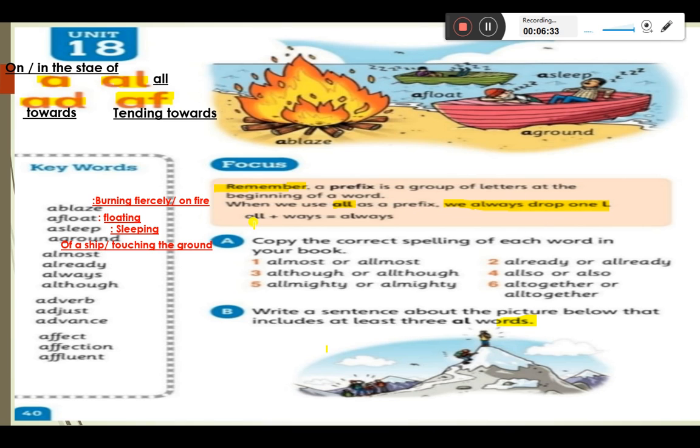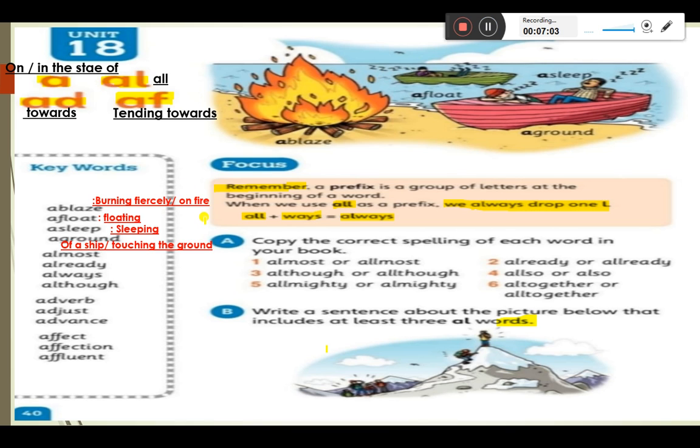So here we have an example for this. We have all plus ways. So when we put them together, it's going to be always. Okay. So now let's discuss the second group of words. We have all and most. Almost. What do you mean by the word almost? Yes, very good.